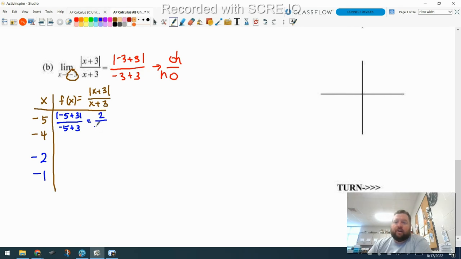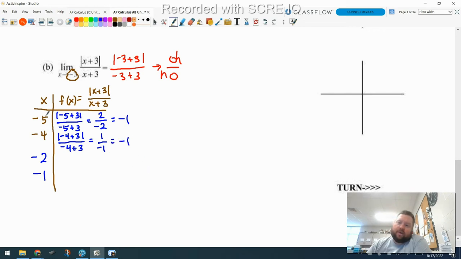No absolute value down here, so it stays -2. Simplify, that's -1. All right, absolute value of -4 plus 3 divided by -4 plus 3. -4 plus 3 is -1. Absolute value turns it into +1 divided by -1. So that simplifies to -1.